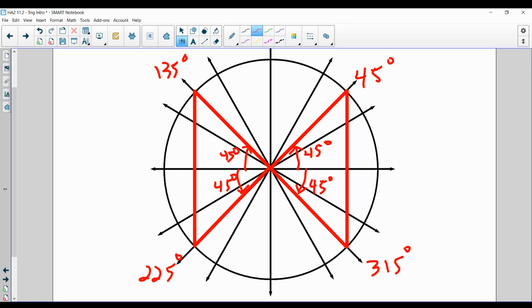Okay, they're all different angles. You're rotating into a different quadrant. Your terminal side will be in a different quadrant, but they're still all 45 degrees away from the x-axis, meaning the reference angle is all going to be 45 degrees.